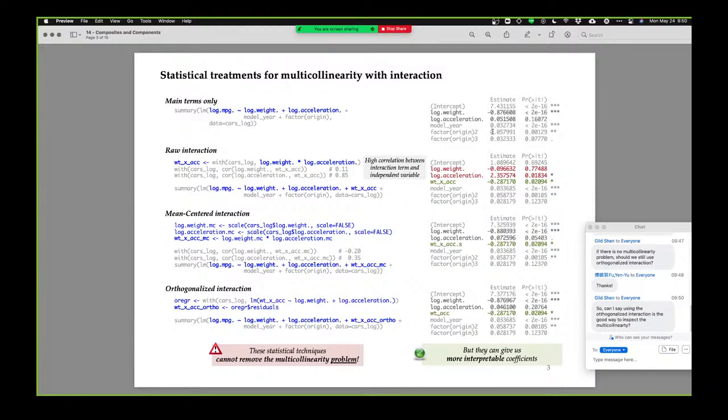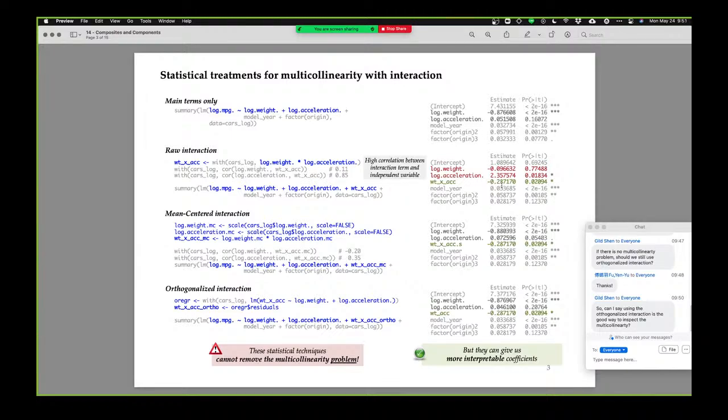So Gil's question is, can we say that using orthogonalized interactions is a good way to inspect the multicollinearity? No, because once you've done the orthogonalization, and if you just look at these results, you don't really know how much multicollinearity there was or there wasn't. If you really want to dig into and observe the problems of multicollinearity, then you want to do the raw interaction term regression, and compare that to doing the main terms only. That's where you'll notice the coefficients have changed and the standard errors have changed. And that's what you can use to diagnose and say, yep, there was a multicollinearity problem here.